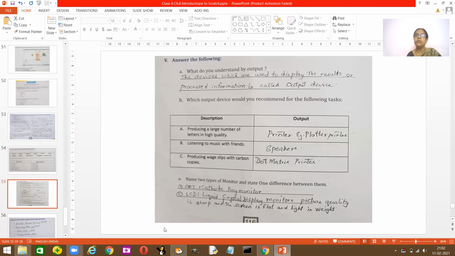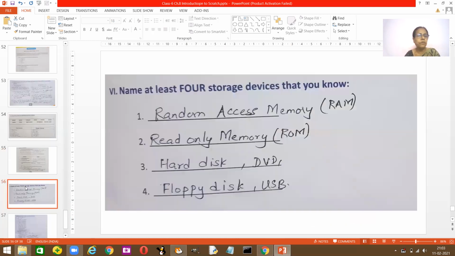They call them cathode ray tubes, which have tubes in them. This is called a liquid crystal display monitor, which has a high quality picture, a very clear and sharp screen, and it is very lightweight. So those are the two types of monitors that we have.